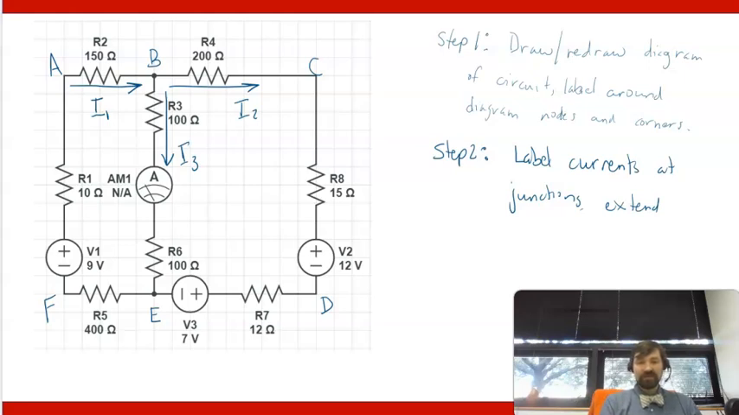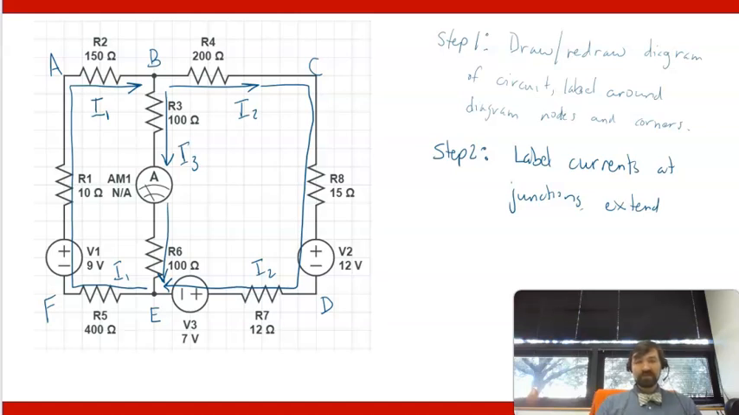I can then extend where this current is going by just following around until I get to the next junction. So all of this is current I2. This one right here, I3, just continues down here to this junction. And then I1 continues, or we can extend its origin around until we get to a junction. So all of this is I1.